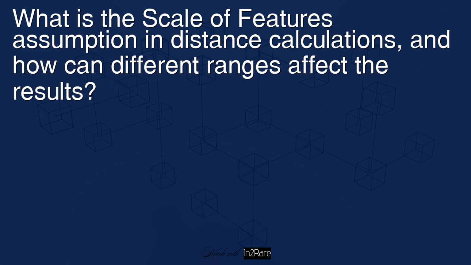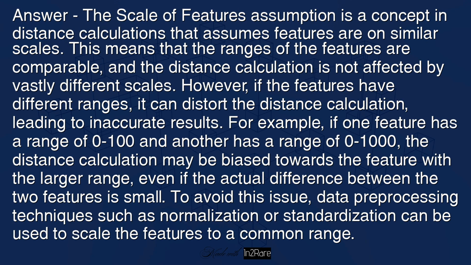What is the scale of features assumption in distance calculations, and how can different ranges affect the results? Answer: the scale of features assumption is a concept in distance calculations that assumes features are on similar scales. This means that the ranges of the features are comparable and the distance calculation is not affected by vastly different scales. However, if the features have different ranges, it can distort the distance calculation, leading to inaccurate results.